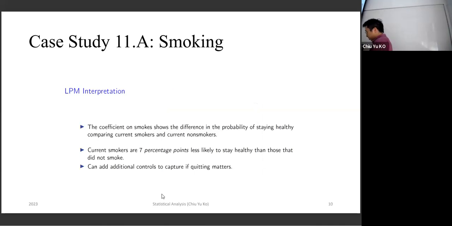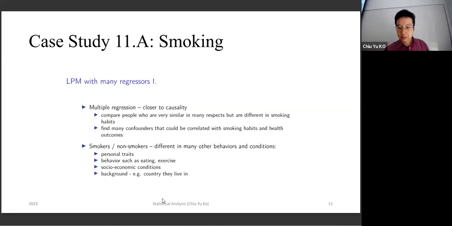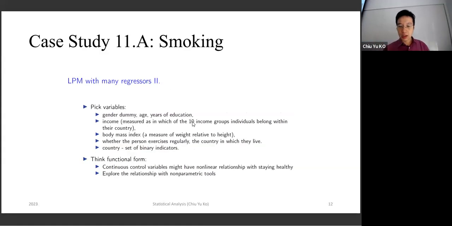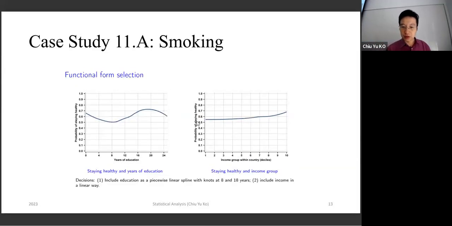So if you smoke, that means you're 7% less likely to report you're healthy, after 4 years of smoking. And this is a linear regression with just one variable. Then you probably want to have a multiple regression, controlling for age, your health status, and so on, and take the functional form.